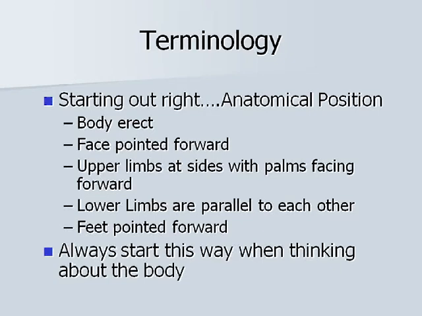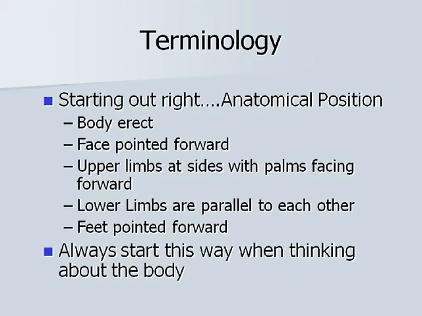Upper limbs are at your side, but the second part of this is what everybody neglects. Palms have to be facing forward. This is a very unnatural way to stand. When I stand naturally, my palms want to face towards the back. So I have to turn them in an unnatural and uncomfortable position right now for me to be in anatomical position. The lower limbs are parallel to each other.